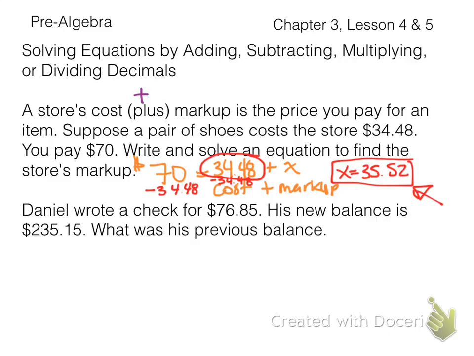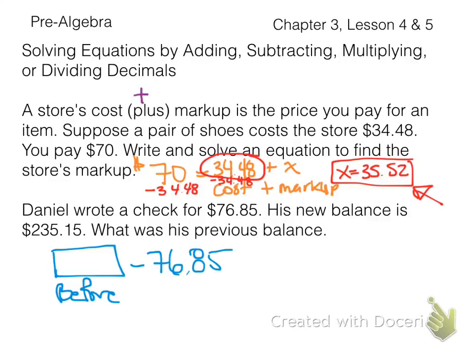Okay, so Danielle wrote a check for $76.85. His new balance is $235.15. So if we have the amount before he wrote the check and we subtract $76.85, we're going to get the amount he has after he wrote the check. So there we go, and so the before is actually like an x.